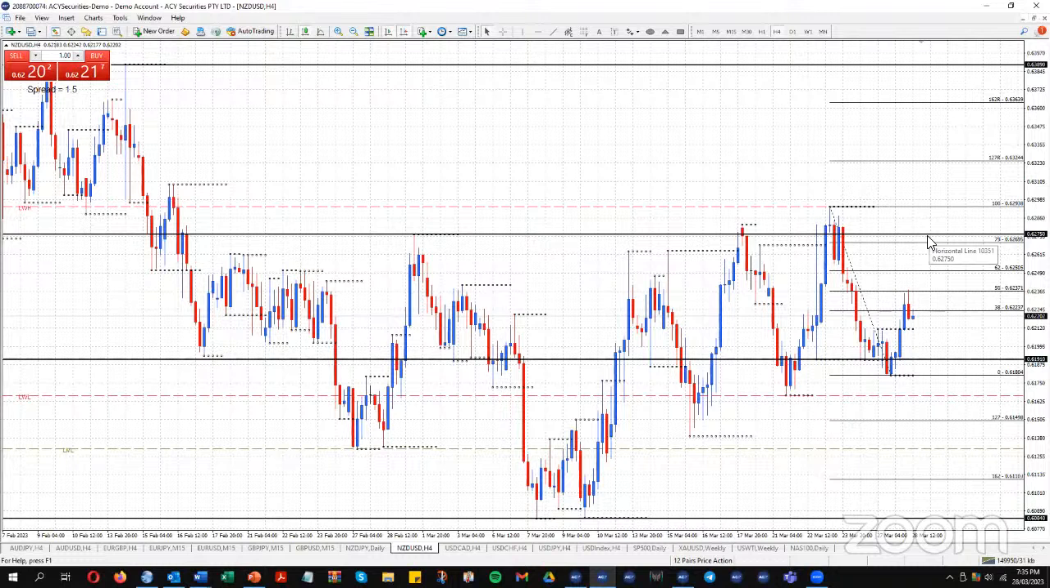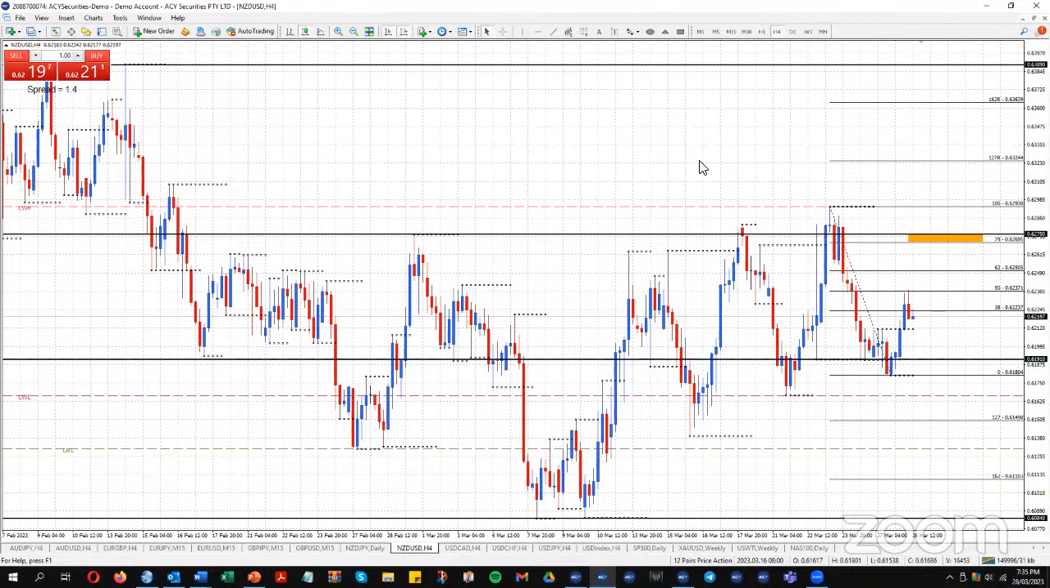62.75, resistance, 79% fib, 62.69. We could easily get there. That's only like 50, what's that? It's 55 pips. You could easily get there this week.